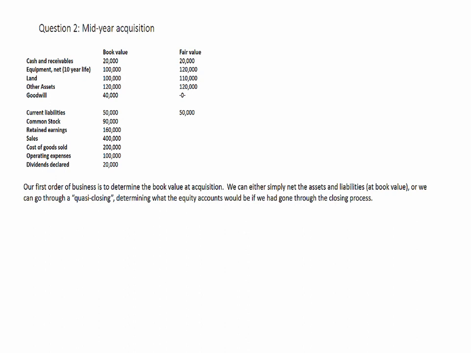So our first order of business is to determine the book value at the date of acquisition. Now we can do one of two things. We can either simply add the net assets and liabilities at book value, or we can go through a quasi-closing process to determine what the equity accounts would have been had we gone through an actual closing. The simplest thing, of course, is just to add up the assets and subtract the liabilities at book value. So looking at the book values, they've got $380,000 in assets, they've got $50,000 in liabilities, for a book value of $330,000.